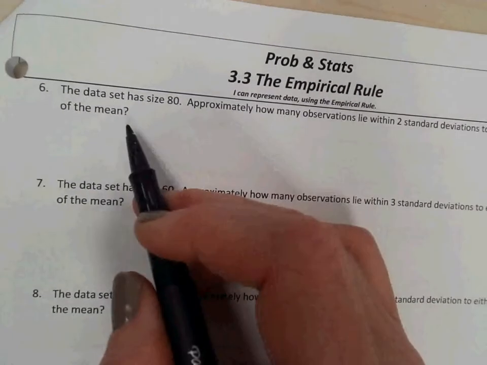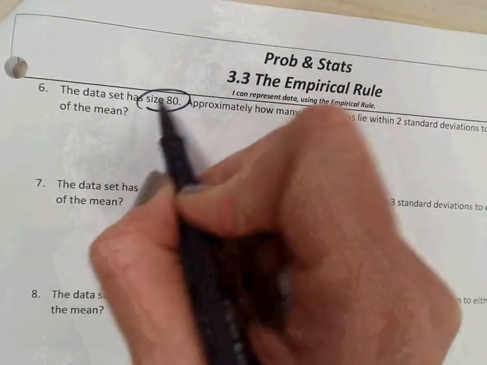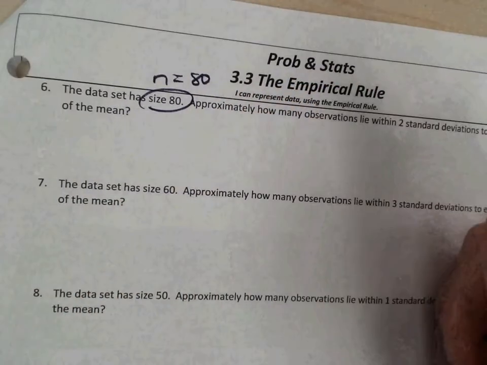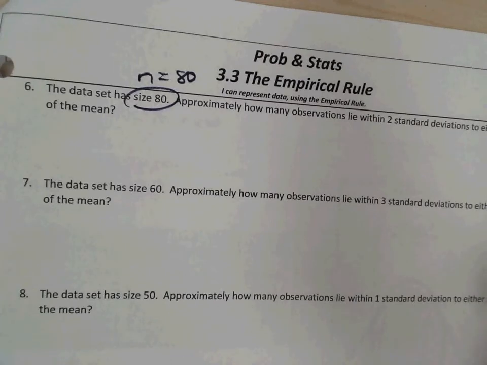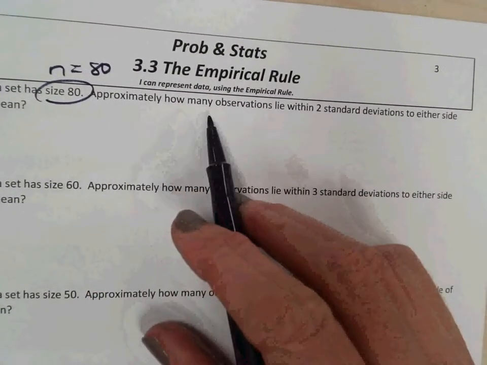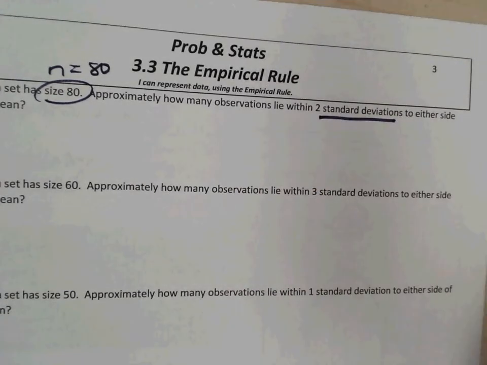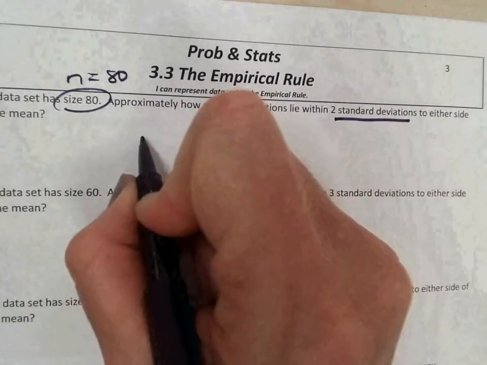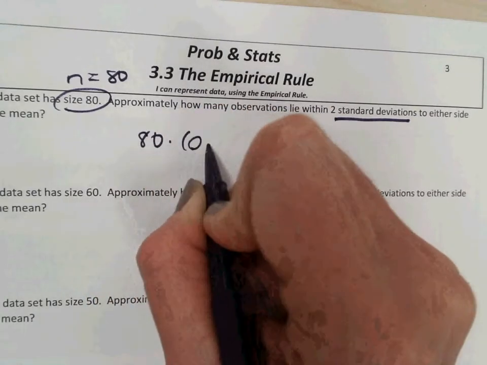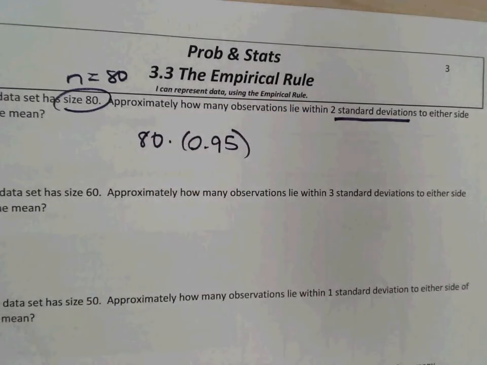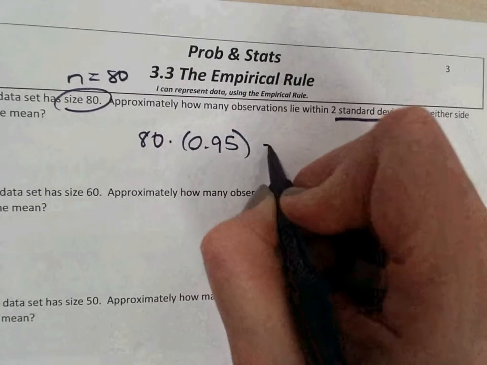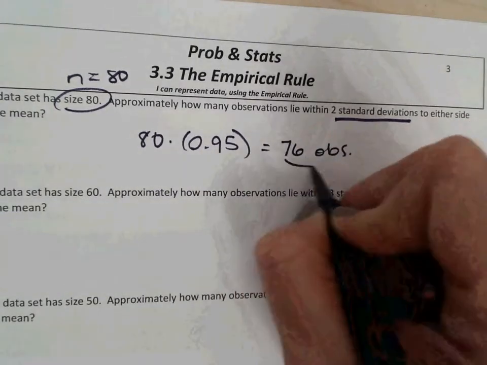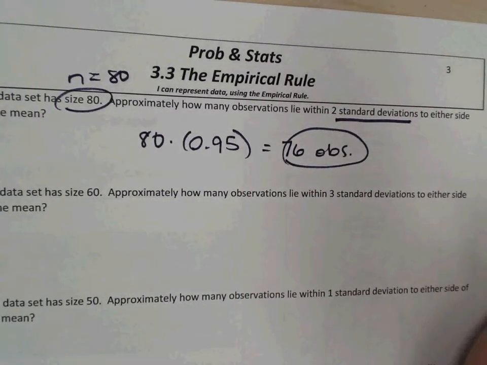Number 6, the data set has size 80. You can see this is the same type of question. Right now I would encourage you to pause the video and try this on your own and then check your work. All right, I'll go ahead and finish it. Approximately how many observations lie within 2 standard deviations to either side of the mean? Again, we're taking 80 times 95%, or 0.95. 80 times 0.95 is 76. So 76 observations lie within 2 standard deviations of the mean.